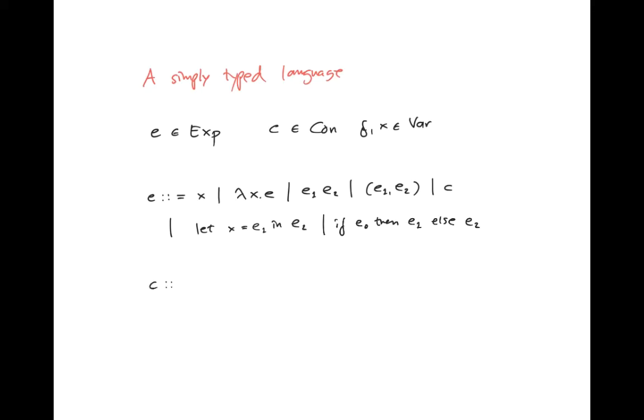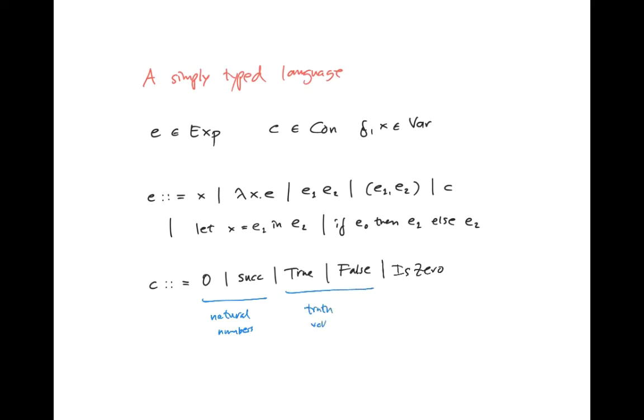So constants, what are they? Well, zero is a constant, successor is a constant, true and false, and isZero are the constants here. This allows us to capture the natural numbers and the truth values. And here we can test for 0.